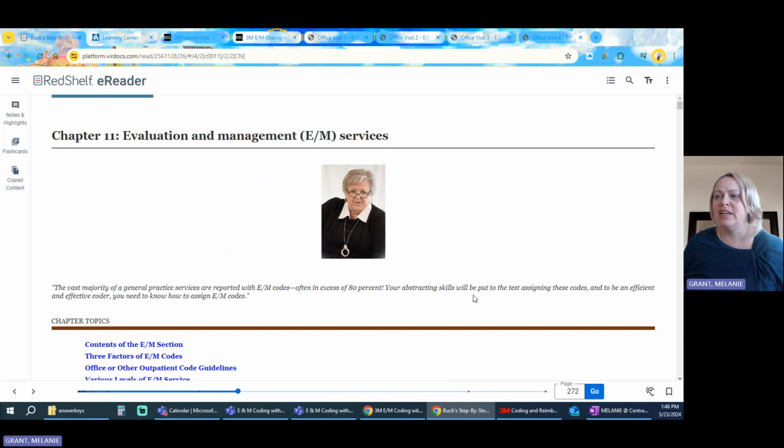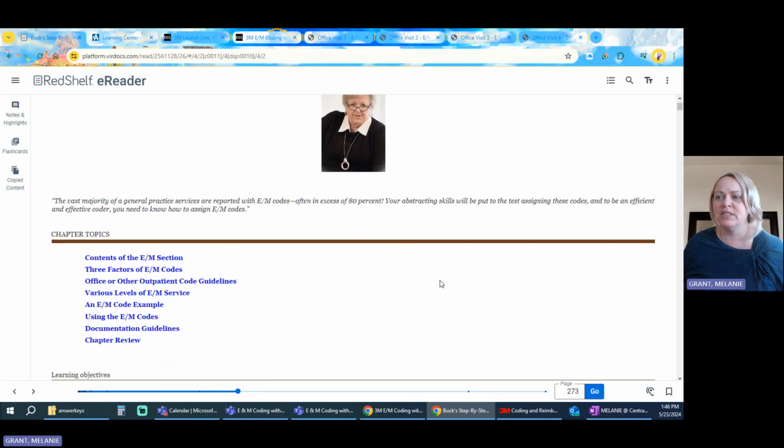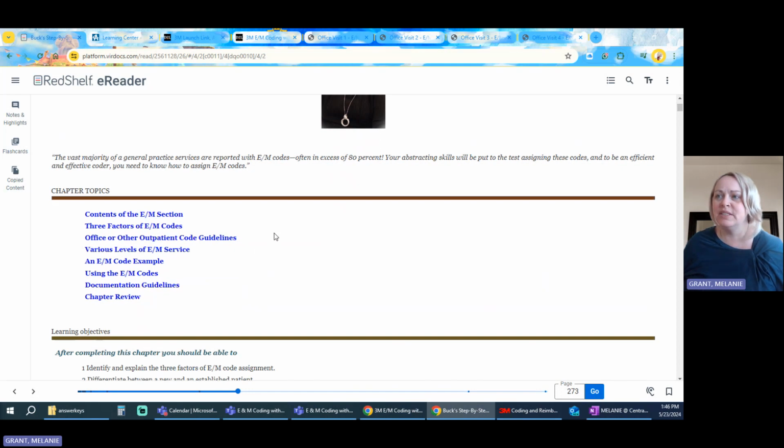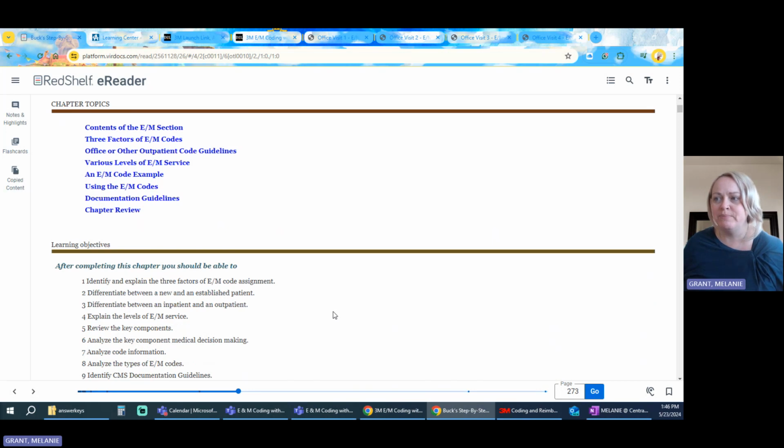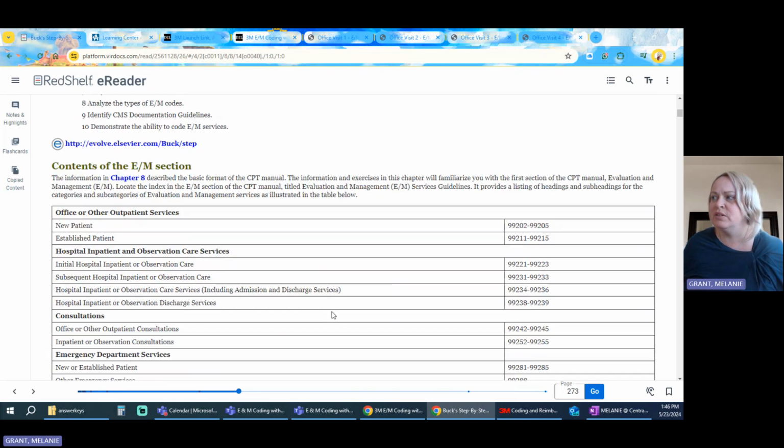The first thing we have here is our chapter information from Carol Buck's. Evaluation and management services. You have a couple of things we're going to be focusing on this week, which is the contents of the E&M, what factors go into the E&M selection, and basically how to select those factors with office and other outpatient codes. When we go into more depth about this, we'll talk about medical decision-making and how it actually goes into selection versus time. Today, I want to talk to you about what is an E&M service itself.